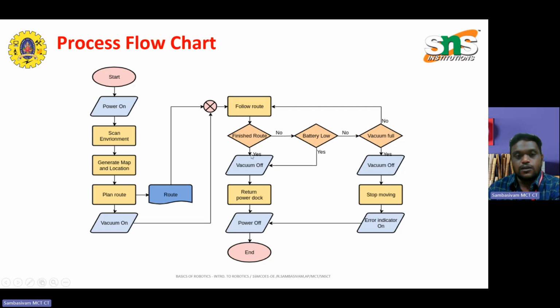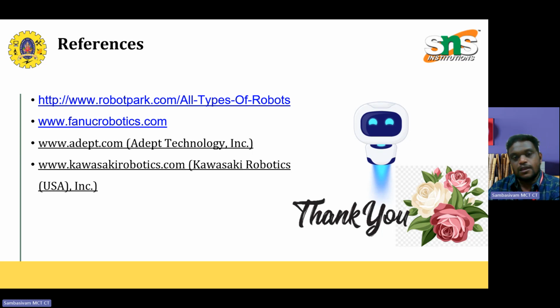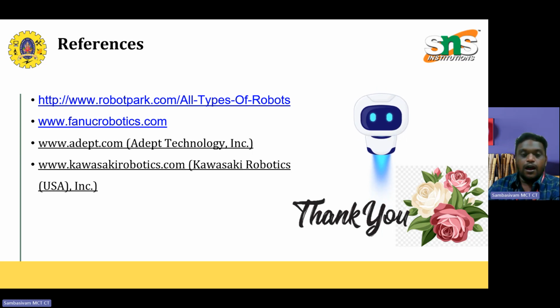This is how the process flowchart has to be done for every process, with certain considerations. This is the reference I took for today's session and the video.